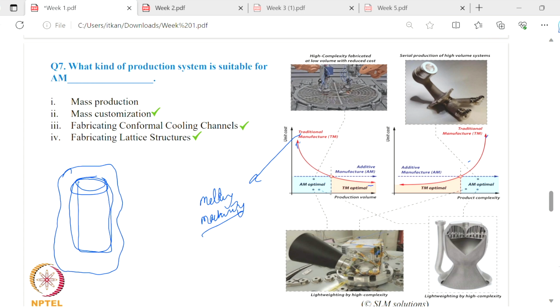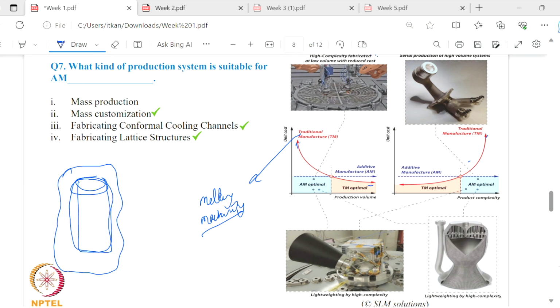So we have to design a product in such a way that the final product we are getting should be better than the products which are manufactured with traditional manufacturing. Here we have a serial production of high volume system. Now here you can see a high complexity fabricated at low volume with reduced cost.